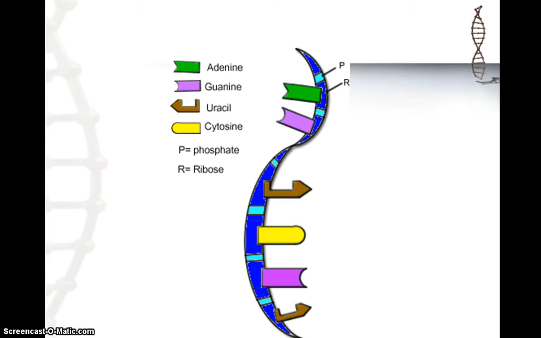So, this is what RNA looks like. It's a single strand versus the double helix of DNA. Part of another difference is that the sugar it's made of is called ribose instead of deoxyribose, which is in DNA. Another difference is that instead of having thymine as a nitrogen base, it has uracil. Uracil pairs up with adenine, but it's a different chemical base that's in RNA.